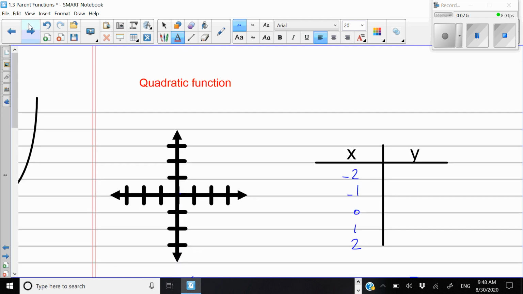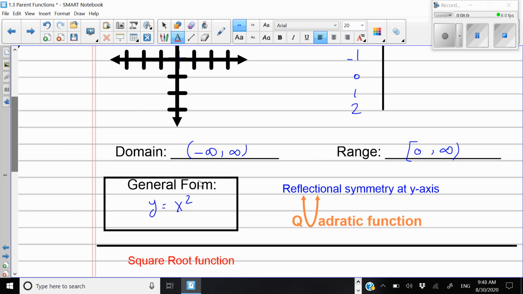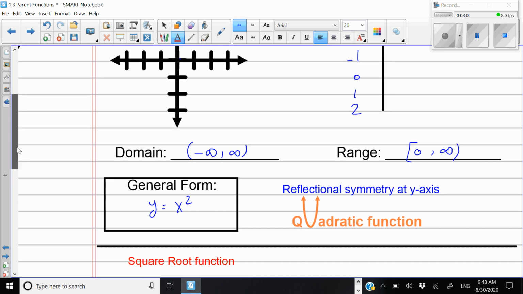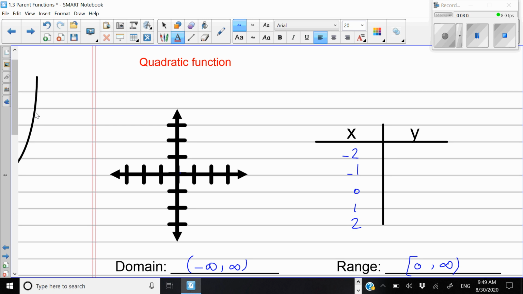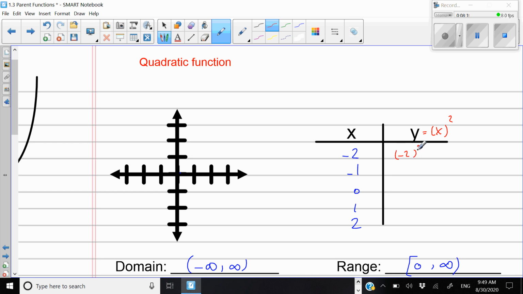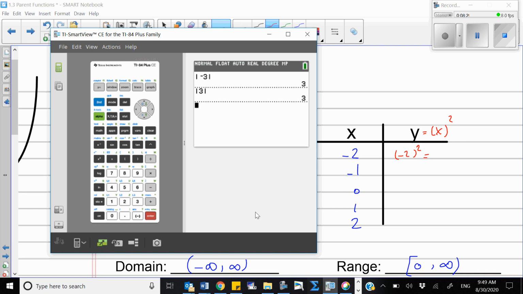Now let's go to the next one, quadratic function. The equation of the quadratic function is y equal to x squared. Okay, so we're going to try some points on this function. If I give -2 to the function y equal to x squared, it's going to be (-2) to the power of 2. I put the -2 in parentheses because I want to show something to you. I'm going to show it on the calculator.